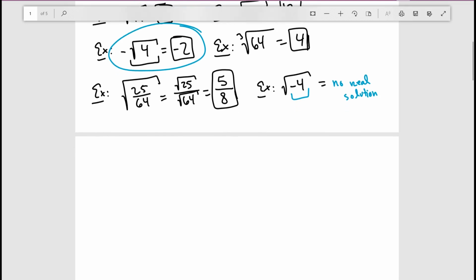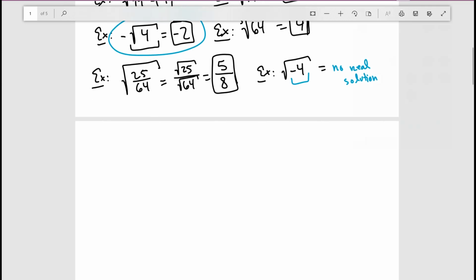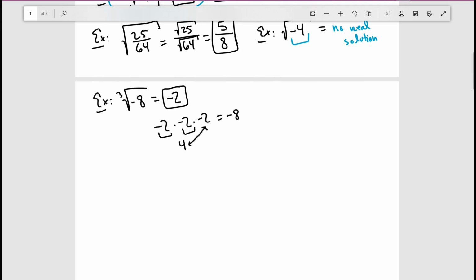Okay. So basically what you want is everything on the inside to be positive. Now, that's not always true, because if you had the cubed root of -8, well, this one, there is a solution to it. Okay, and actually the solution is -2. Now, why do you think the solution is -2? Well, if I multiply -2 three different times, well, -2 times -2 gives me a +4. +4 times -2 is going to give me -8. So actually, when you have odd roots, you can have negative solutions.